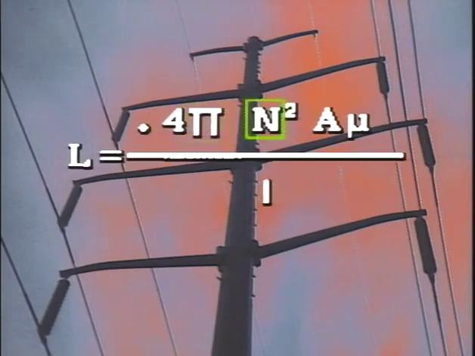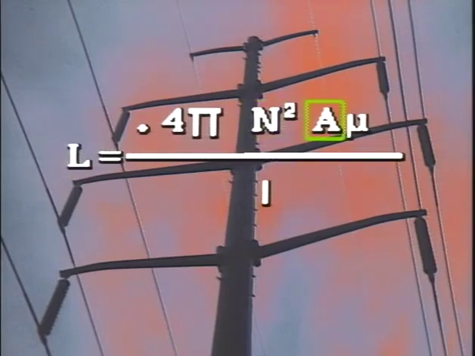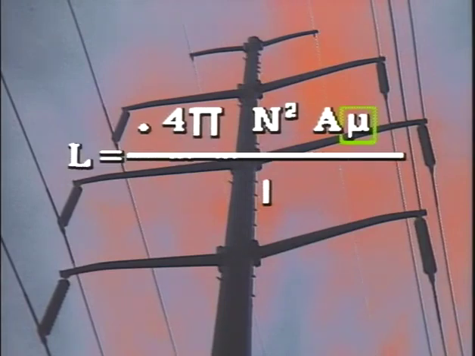N is the number of turns or loops in the coil. A represents the cross-sectional area of the wire. Mu is the magnetic permeability of the core. In a transmission line, the core is air, because air is what fills the space between conductors. Air has a magnetic permeability of 1, and the lowercase l is the length of the wire.